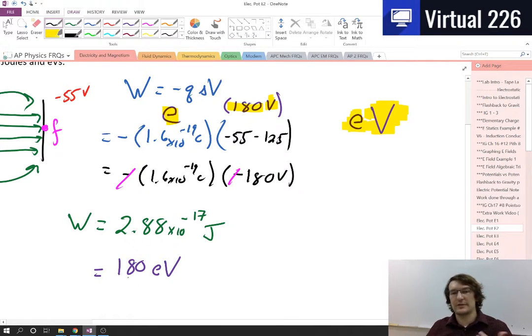EVs are very, very nice to use because it's kind of a self-defined unit. If we had some charge here that was twice the charge of a proton, then instead of 180 EVs, we'd have 360 EVs. Ta-da! Because we just had twice the amount of charge there.